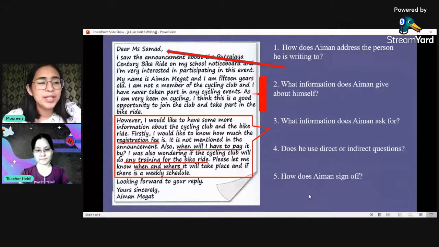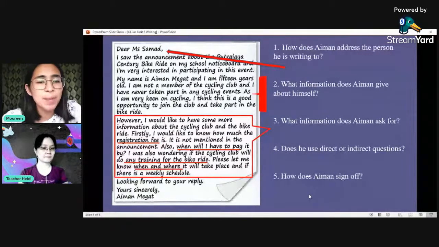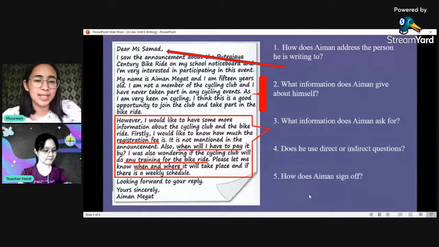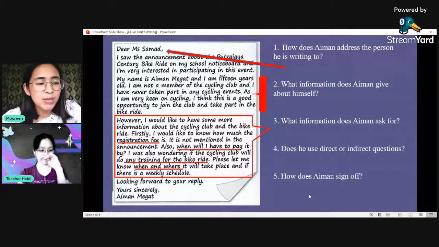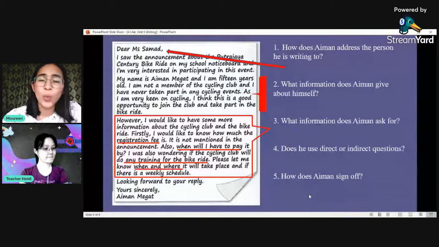Thank you. So he wants to know the registration fee. When will he have to pay for it? If there's any training for the bike ride, and if there is, when and where. Okay, yang tadi bagi tahu, he would like to have some information about the cycling club and the bike ride. This one is the general information that he wants. Specific information is this one lah: registration fee, when to pay, if there's any training for the bike ride, and if there is, when and where.